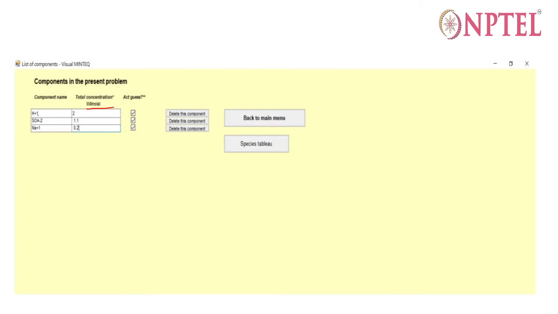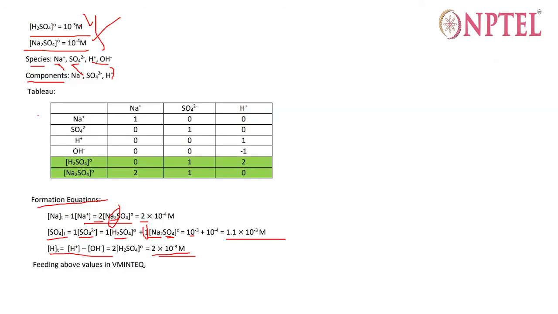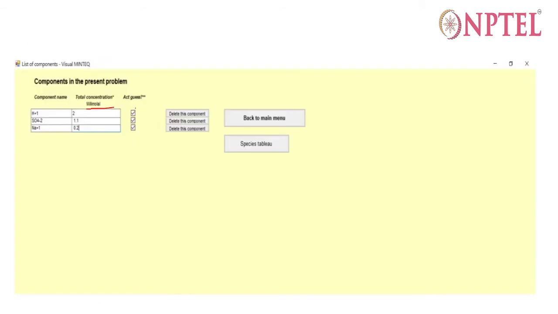So just write down H plus was 2 molar, right? 2 into 10 to the power minus 3 molar, sorry, 2 into 10 to the power minus 3 molar. So it will be equal to 2 millimolar, right? So convert it, it will be 1.1 millimolar. So just put it down: 1.1 millimolar, 2 millimolar, and 0.2.